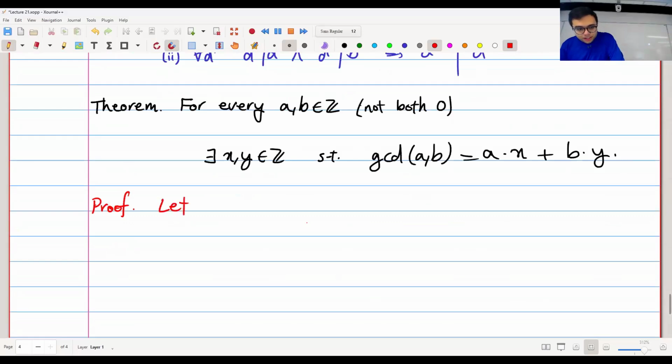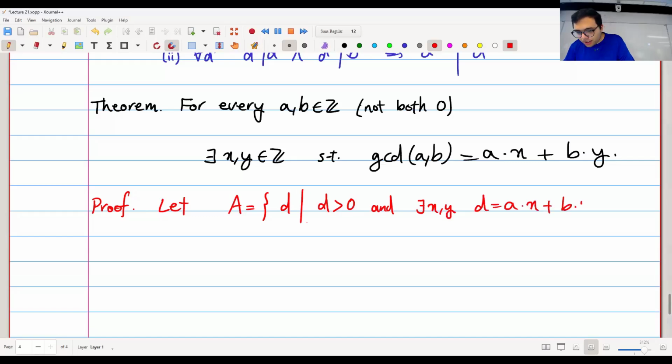So I'm going to define, again, the set A, as the set of all D such that D is greater than 0 and there exists X and Y where D is AX plus BY. So I'm taking all the numbers that are a linear combination of A and B and are also greater than 0. I'm calling that set A. And then I'm going to say, well, this set A is a subset of natural numbers, right? Because I said that all of the elements should be greater than 0.